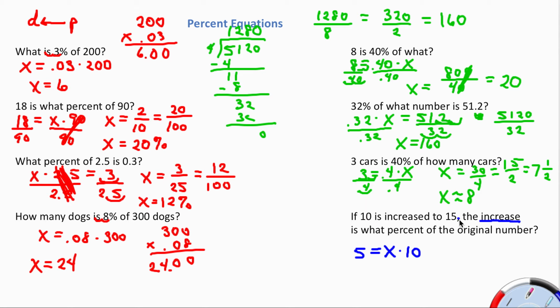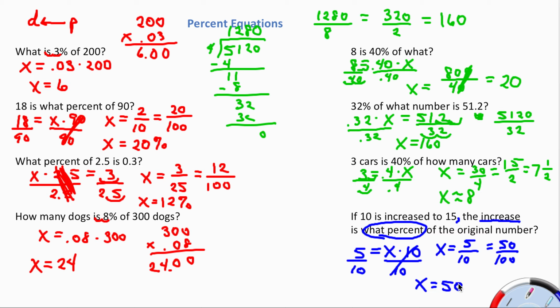Right? So notice after this comma, here's actually my question. The increase is what of? Just like all these others, except I had to figure out what the increase was, and it increased by 5. All right, let's solve this equation. Okay, so x equals 5/10, but notice this is what percent. So I've got to change that 5/10 to a percent, and this one's easy to make 100. Multiply both of them by 10, you get 50 hundredths, or 50%.